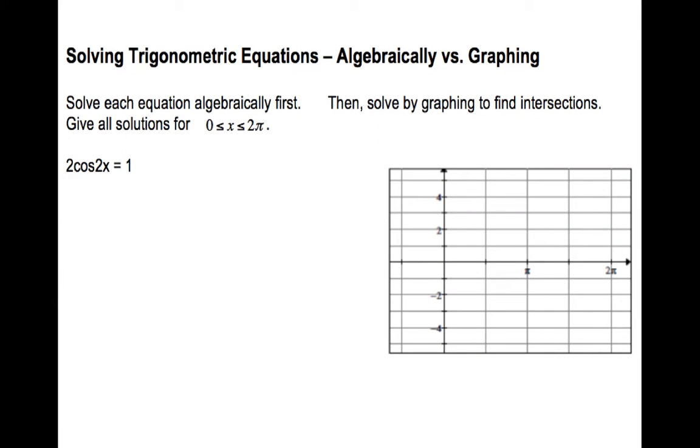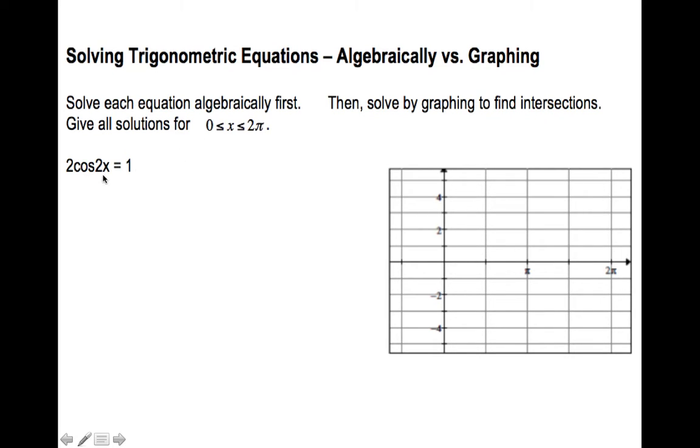Title is Solving Trigonometric Equations Algebraically versus Graphing. So here's what we're going to do. Here's our equation. It says solve the equation graphically, or sorry, algebraically first. So we're going to solve this using the techniques we already know, and then we're going to solve it by graphing to see if we get the same answer by finding intersections.